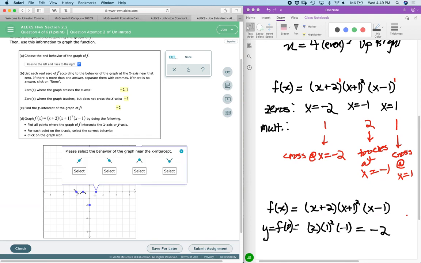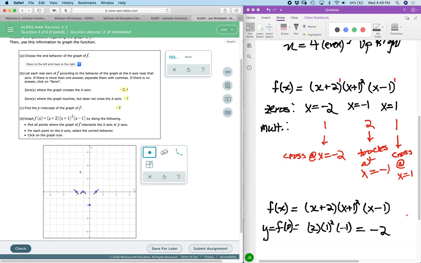So we have at 1. And again, this time we have rising to the right. And so we're looking at, again, crossing, touching, and then once we get over to here, we have crossing from below to above.